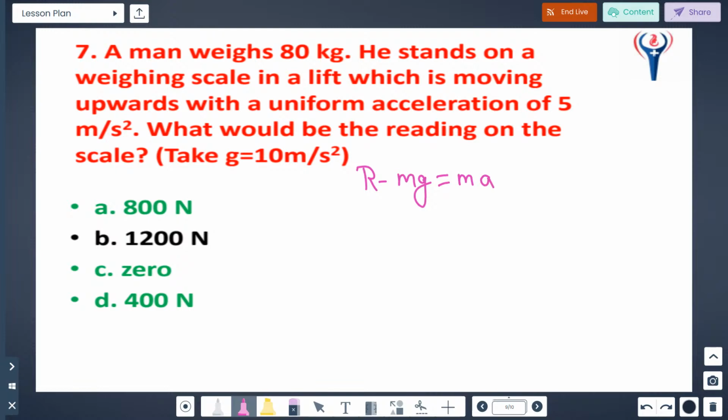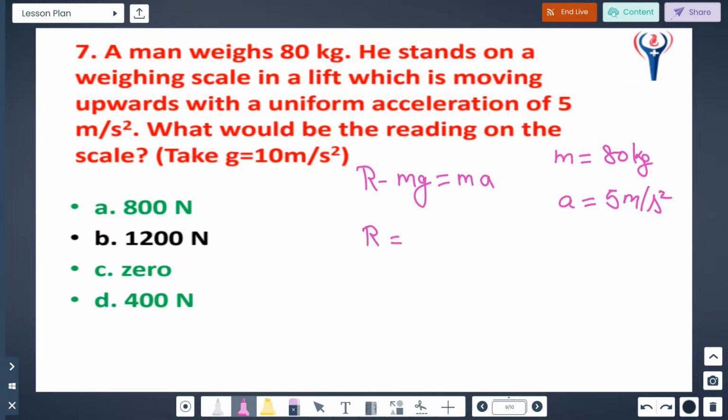And m is given 80 kilogram. And what's the other thing given? Acceleration a equal to 5 meter per second square. Then substitute, and you want to find what would be the reading on this scale. That is the apparent weight. R minus mg equal to ma.